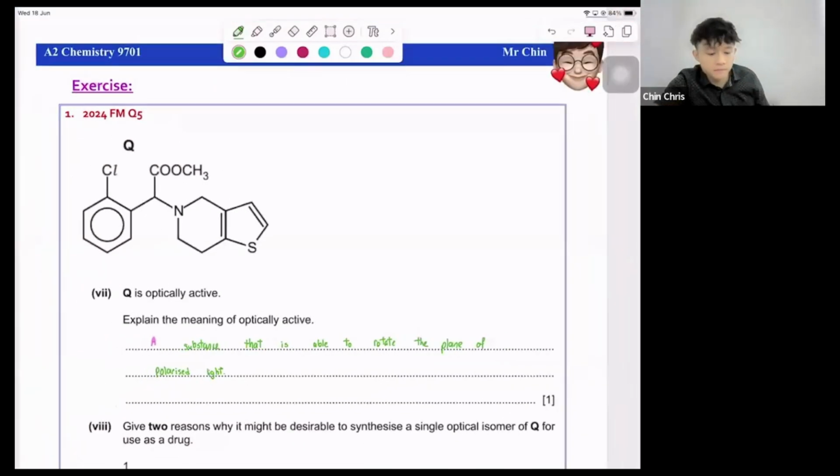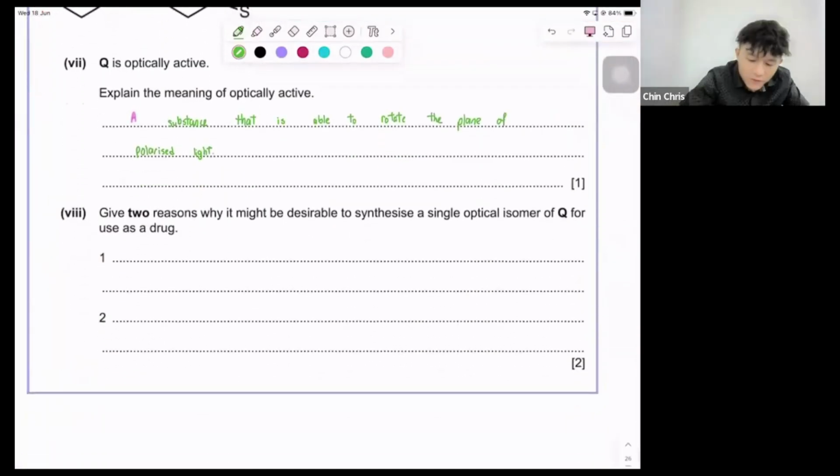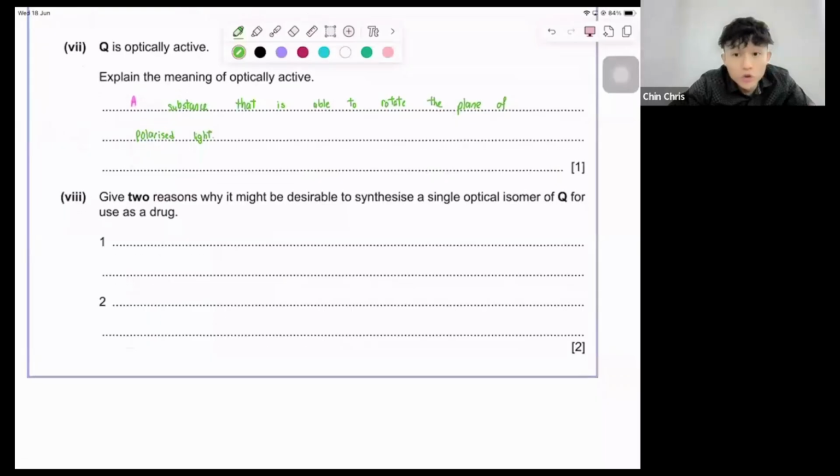All right, guys, next. Give 2 reasons why it might be desirable to synthesize a single optical isomer to use as a drug. Why, guys? What is the benefit of producing just a single enantiomer? Yes, lesser side effect. Well done.